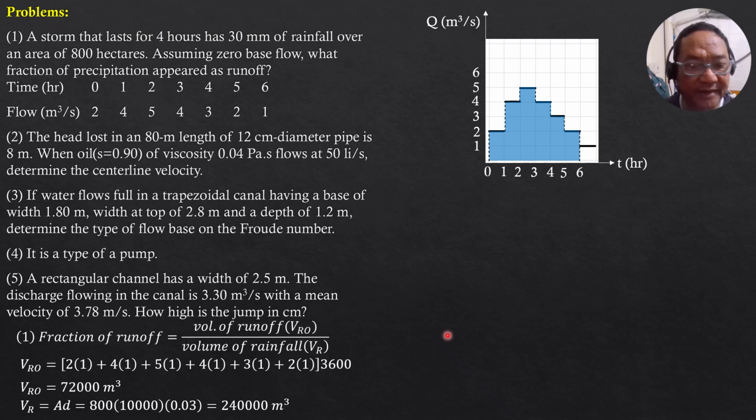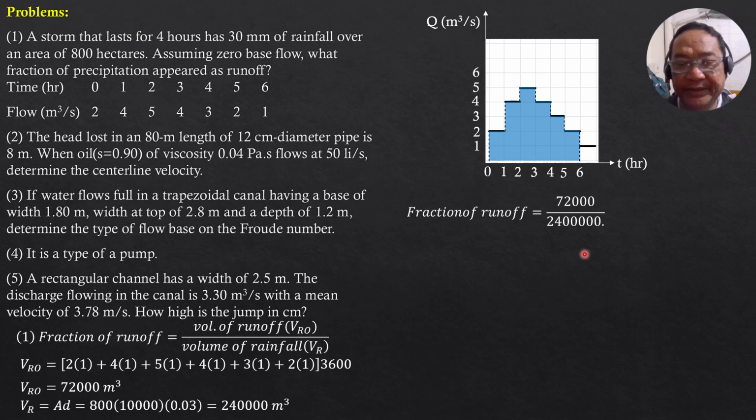So therefore, the fraction of runoff is 72,000 divided by 240,000, and that is 0.3. And 0.3 is also 30% when expressed in percent. So that's it for that first problem.